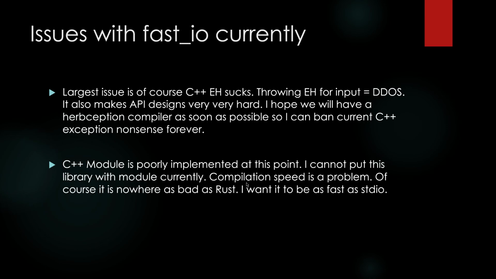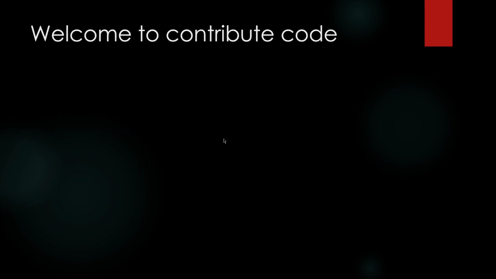The module is poorly designed. I cannot put the library in the module properly. Compilation speed is a problem. Of course, nowhere as fast as Rust, as I mentioned before. But I want it to be as fast as STDIO. It's a big future work, basically, the issues with FastIO.